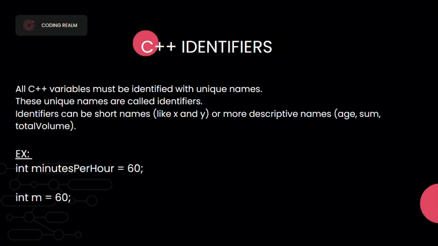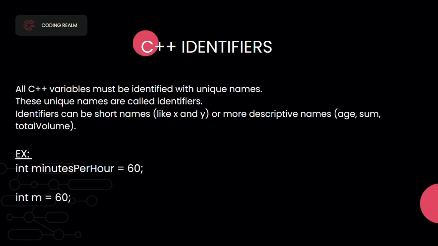In C++, the variables must be identified with a unique name. This unique name is called an identifier. Identifiers can be short names, like for example x or y, or more descriptive like age or sum or total volume.